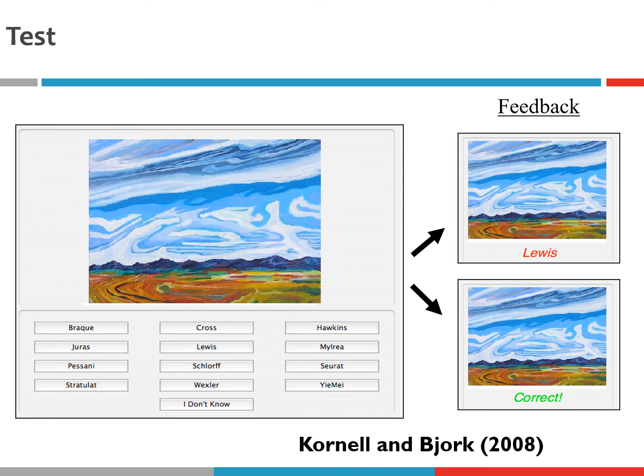And so this was the final test that participants had to do. This is a brand new painting, right? And they had to decide which of the artists painted that painting, and they were also given feedback as to whether it was correct or not.